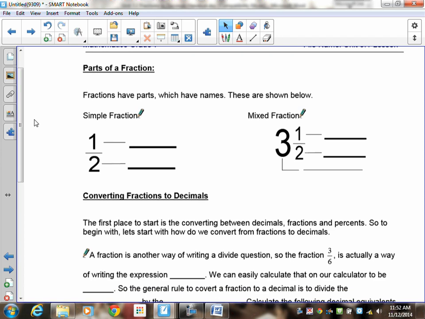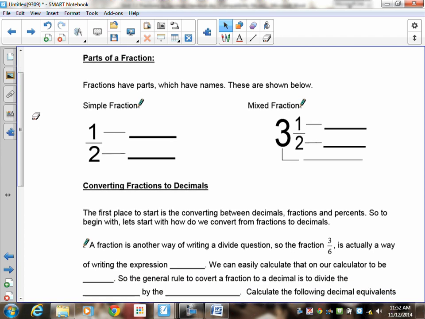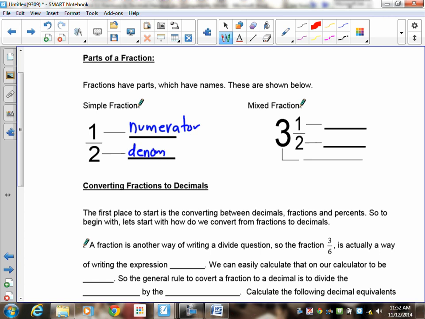Let's start with the parts of the fraction so that when I'm working with these words that you understand what I'm doing. First off, the top of the fraction, the 1, this is called the numerator. The bottom is referred to as the denominator. This 1/2 is referred to as a simple fraction or a basic fraction because we have a numerator and the denominator. The numerator is actually less than the denominator. It's what we normally would write down if someone said write down a fraction.